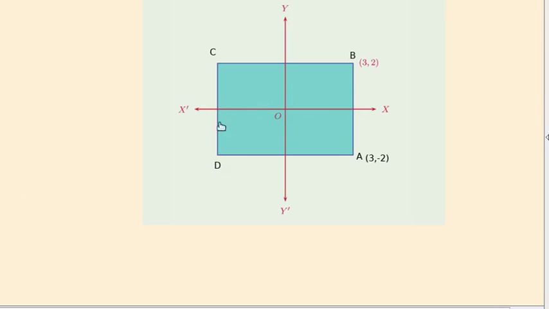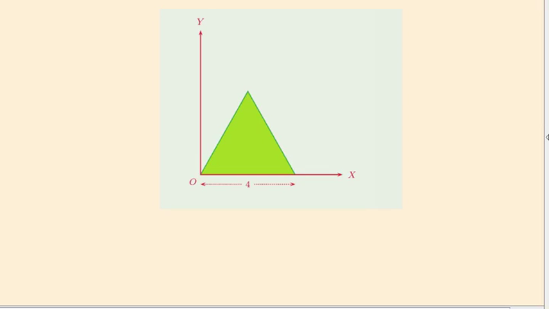D is 3 units left and 2 units downward. Therefore minus 3 and minus 2. D is minus 3, minus 2. And C is 3 units left and 2 units up. That is minus 3, 2. Therefore all the vertices are A, 3, minus 2; C, minus 3, 2; D, minus 3, minus 2. Okay. Then you write the next question, question number 3 from your textbook.